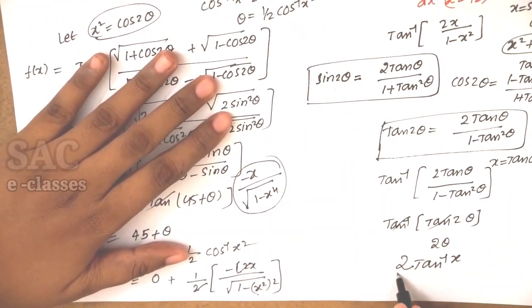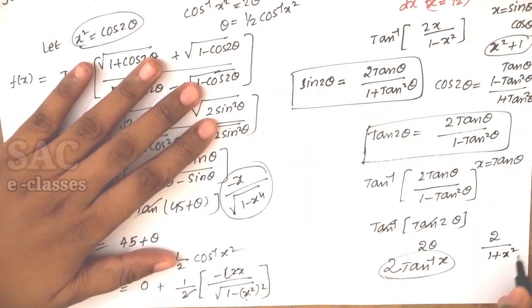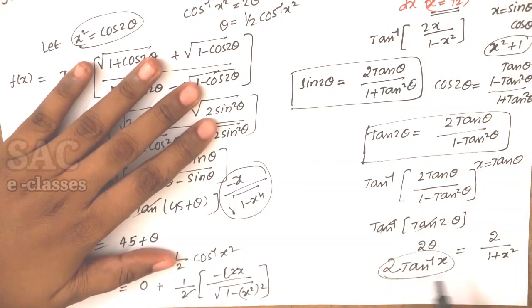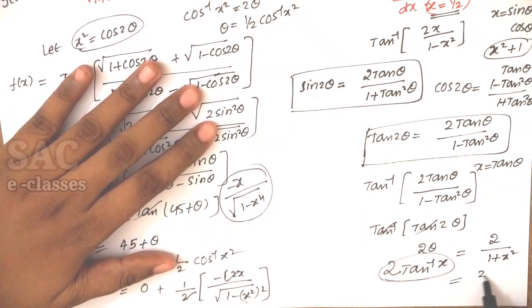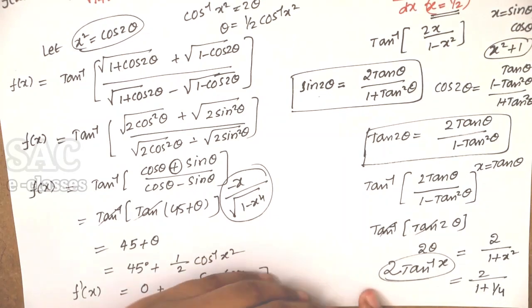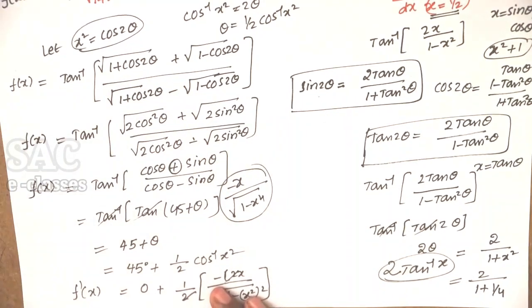What is the differentiation of 2 tan inverse x? 2 by 1 plus x square. Not only that, they are asking you to find out what is the value when we substitute x equal to 1 by 2. So 2 by 1 plus x value is 1 by 2, so 1 by 2 whole square is 1 by 4. Simplify and get the answer. Let us move to the next problem.